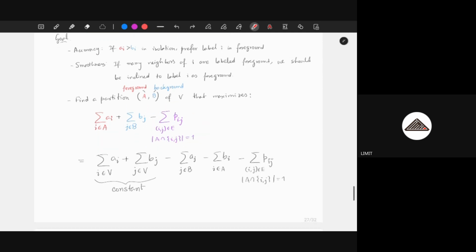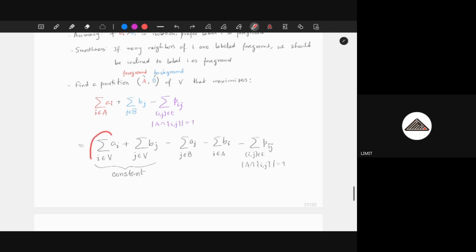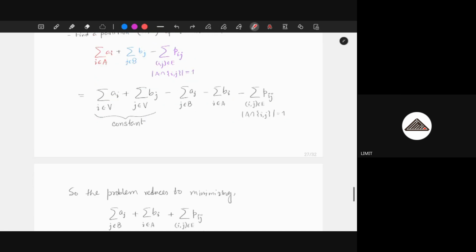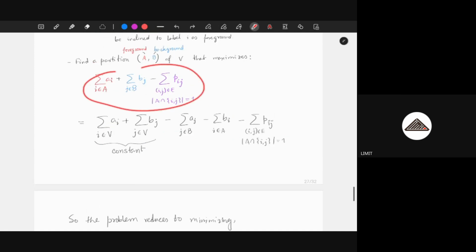Now, if you write it in another way, you can write it like this. The sum of the a_i over A will be the sum of the a_i over V minus the sum over B. Same for the b_j's. And the penalty remains the same. Now this thing is constant as it is over all the vertices, all the pixels. So maximizing this whole quantity is the same as minimizing the minus of this quantity.